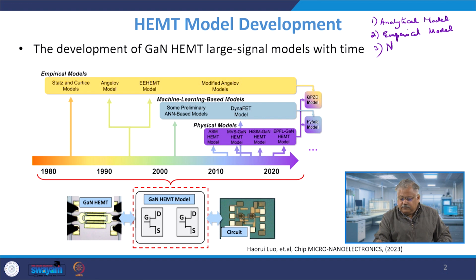Next is what is known as a numerical model. Numerical models, you don't take any assumptions to a larger extent in this case, and you try to solve the equations in a numerical fashion. So these are the three typical models which traditionally have been used.